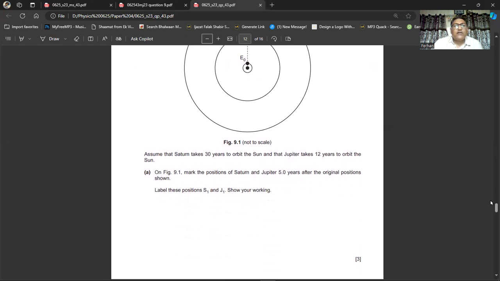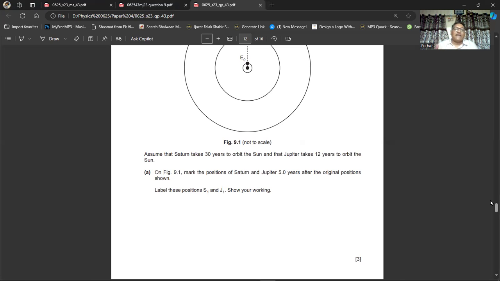So the question is, assume that Saturn takes 30 years to orbit the sun, and that Jupiter takes 12 years to orbit the sun. On the figure 9.1, mark the position of Saturn and Jupiter 5 years after the original position shown. Label these positions S1 and J1. Show your working. Okay, so if we talk about Saturn, in 30 years it will complete a 360 degrees orbit around the sun. And Jupiter will take 12 years to rotate 360 degrees.